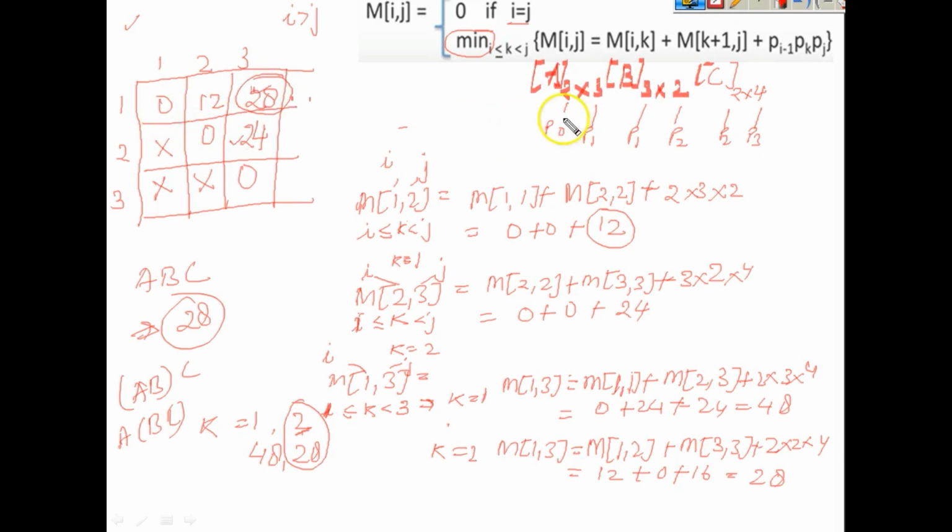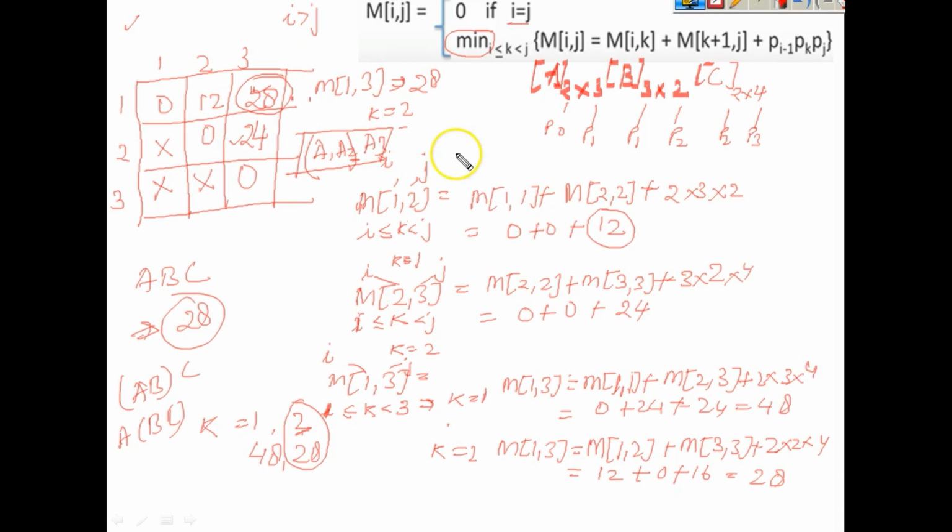If we have five matrices to multiply, then we are looking for cell 1,5. Here we have three matrices, so we look at this M13, which gives you the value 28, and this value is coming for K equals 2. That means if I write A1, A2, A3, then at K equals 2 is where we have to split. So this is the optimal sequence to multiply A1 into A2 into A3. Hope you have understood how to multiply the matrices in an optimal way using dynamic programming, and also how to find the sequence.